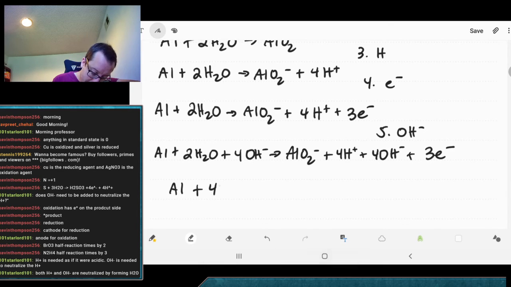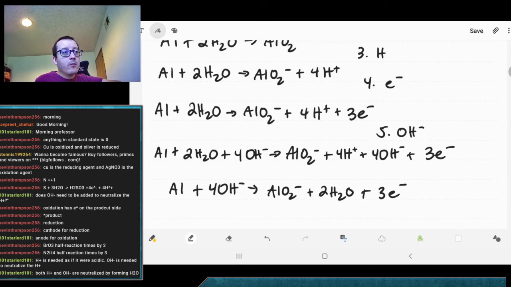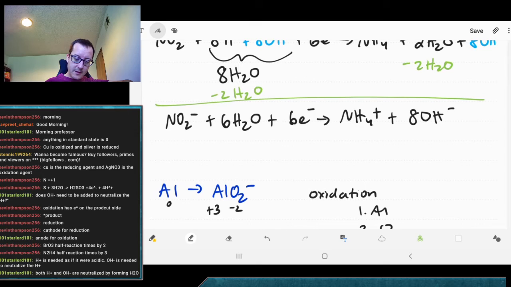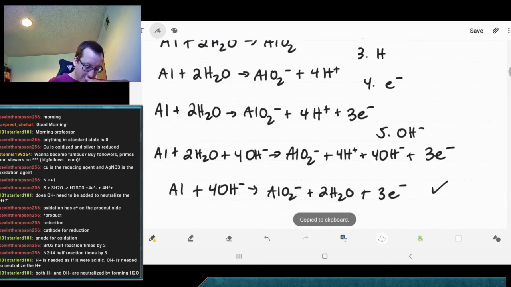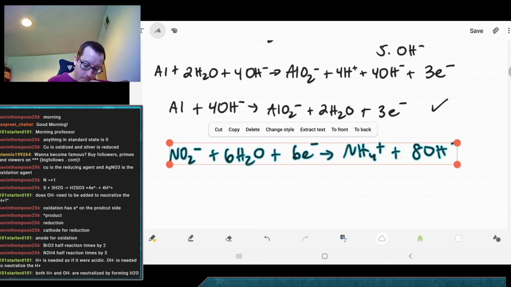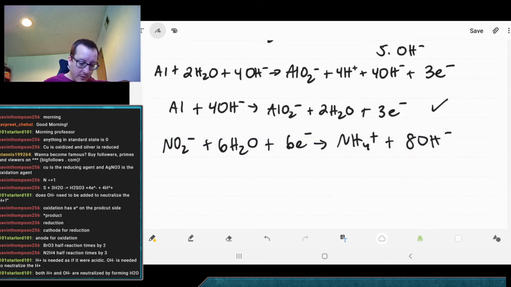If we balance this, ta-da! Oof, so much work. All right. And now we can take our previous reaction and let's add them up. If we see here, we have 3 electrons and 6 electrons.